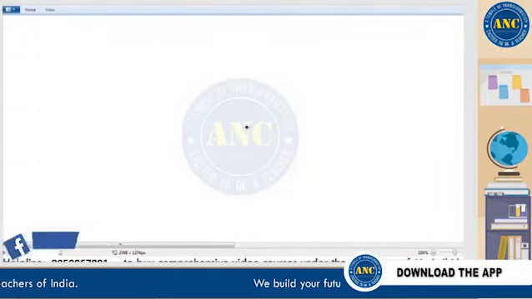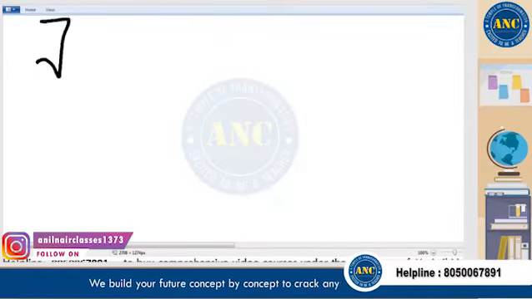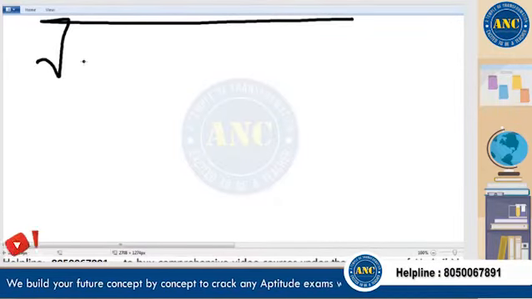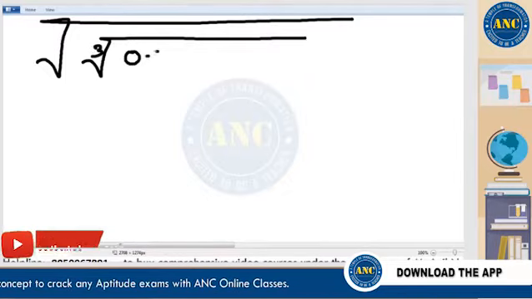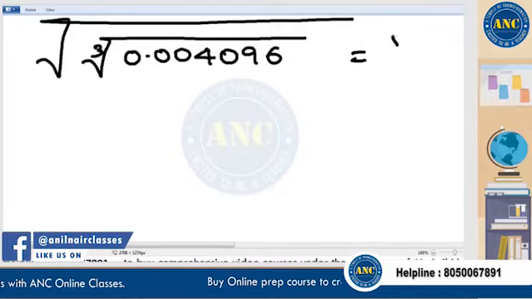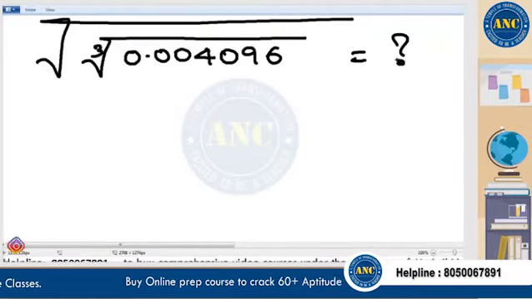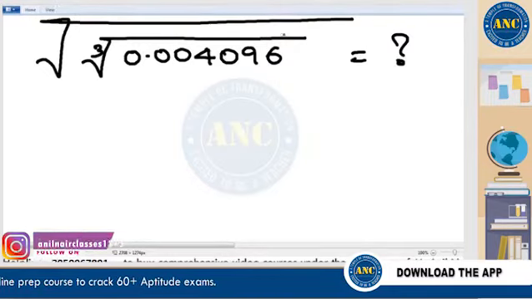Next question. Next one. Square root of cube root of 0.004096. Square root of cube root of 0.004096.